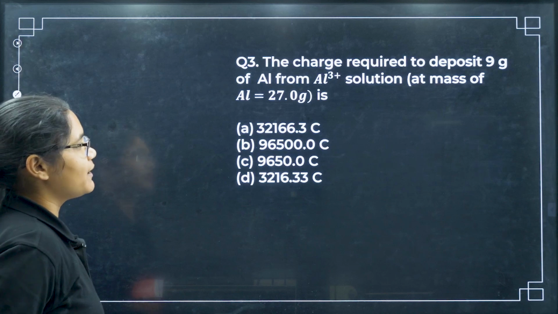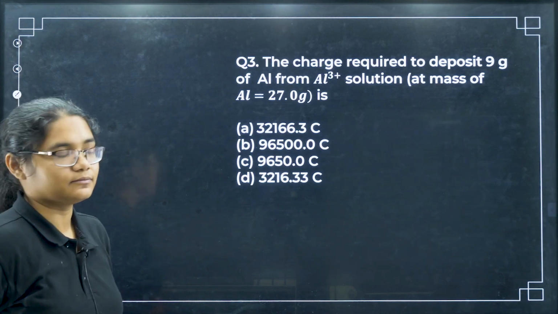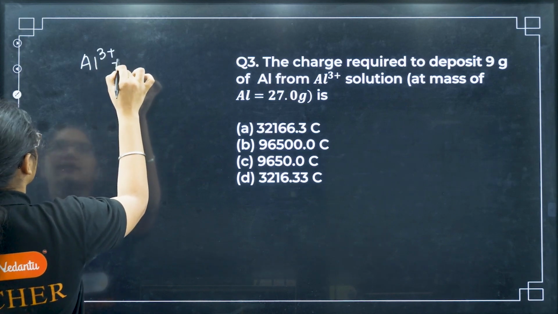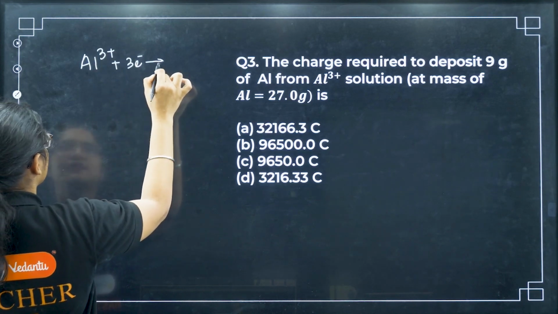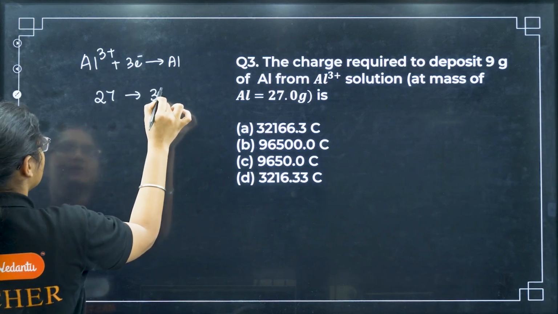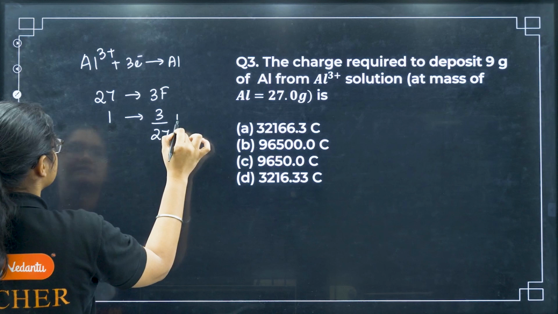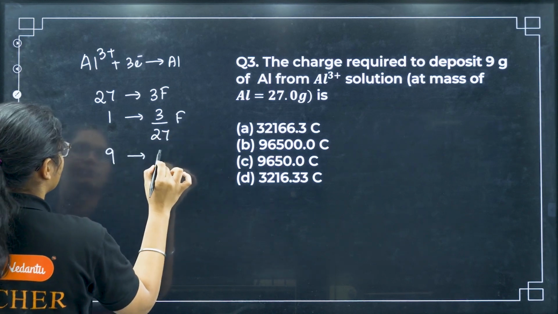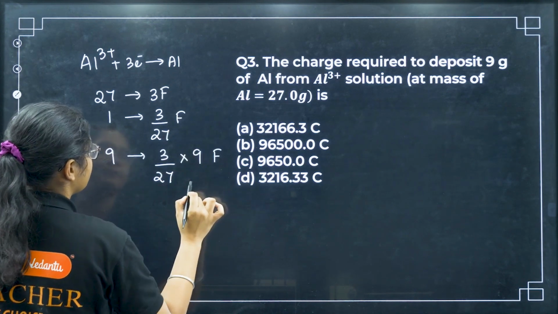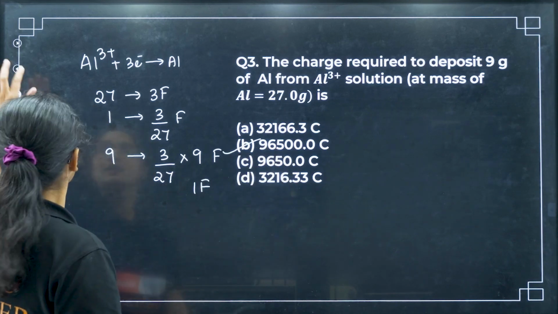Next, the charge required to deposit 9 gram of aluminium from Al3 plus solution. So if you remember, the aluminium reaction is Al3 plus plus 3 electrons gives aluminium, right? So 27 gram is deposited by 3 Faraday, 1 gram will be deposited by 3 by 27 Faraday, 9 gram will be deposited by 3 by 27 into 9 Faraday. That means 1 Faraday, which is equal to 96500 Coulomb.